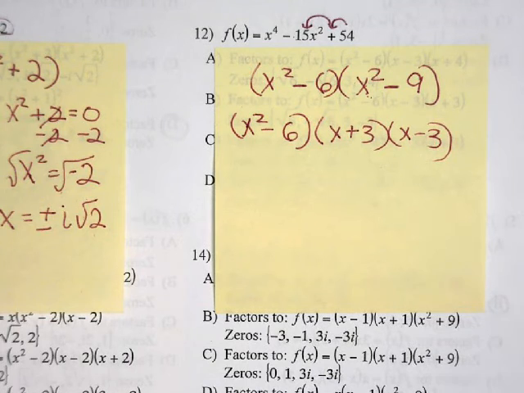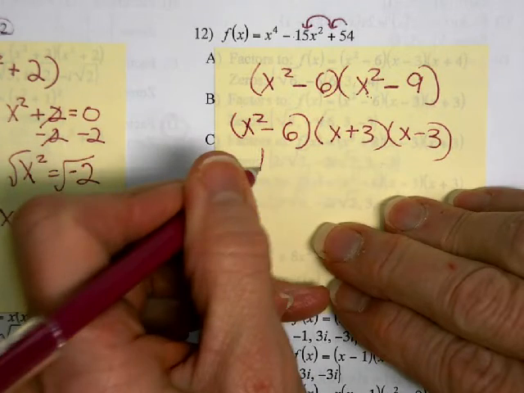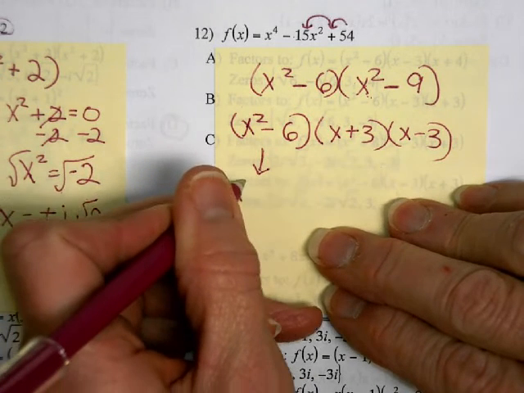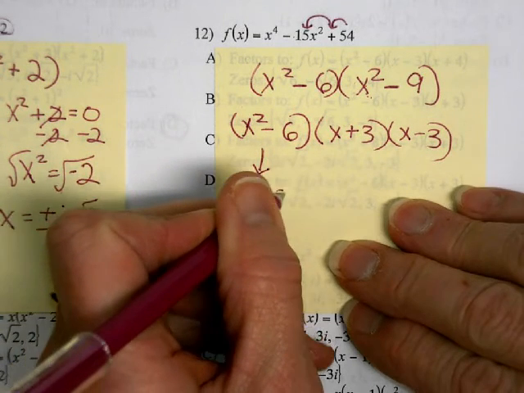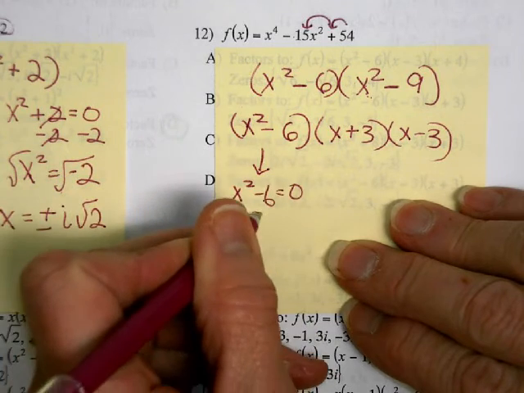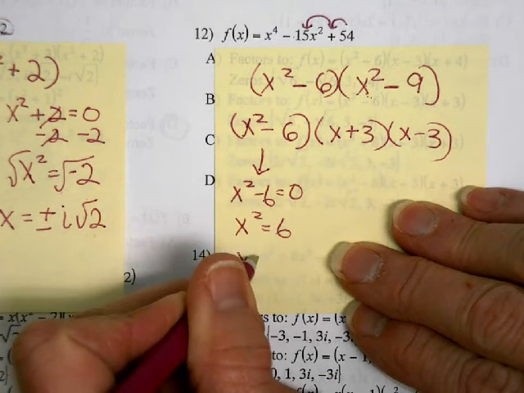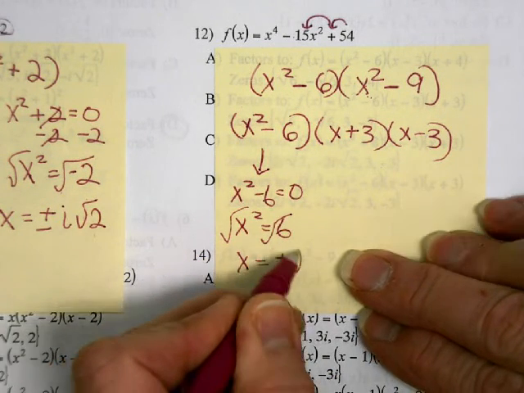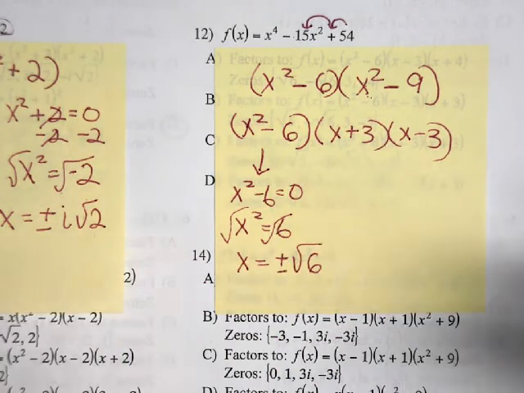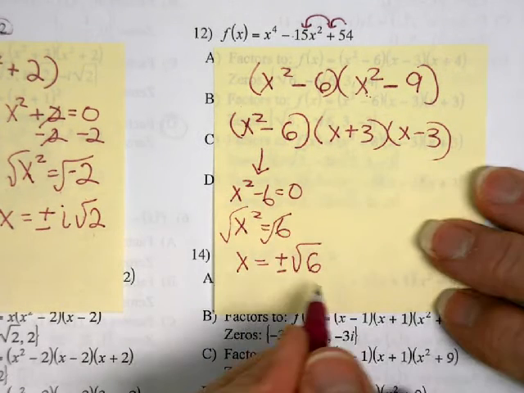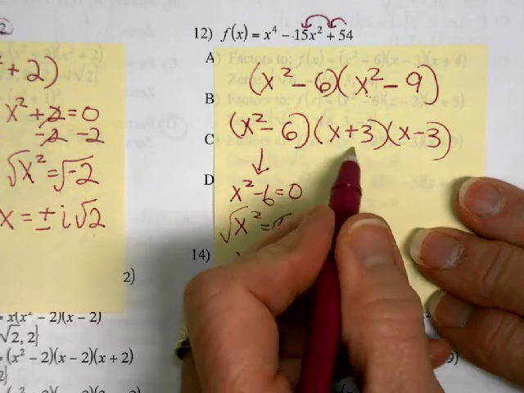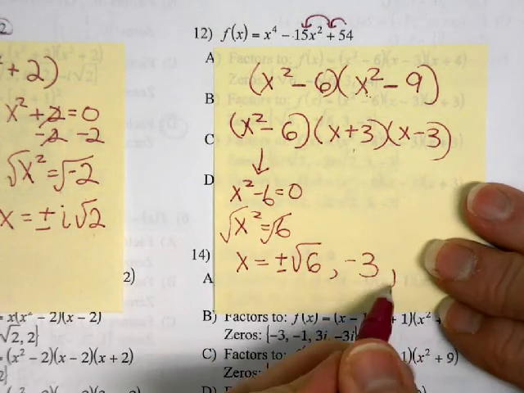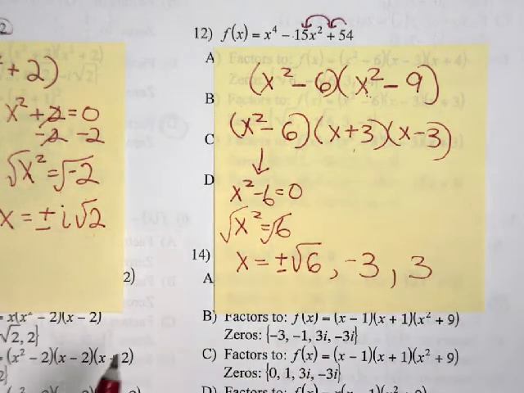Then you should find those among the choices. And if there's only one choice, then you've got golden. But there's not. There are 2 choices, so we got to keep on solving. Set that guy equal to 0. Add 6. And take the square root. There's 2 of them. Square root of 6 has no simpler root. So plus and minus square root of 6, a negative 3, and a 3.